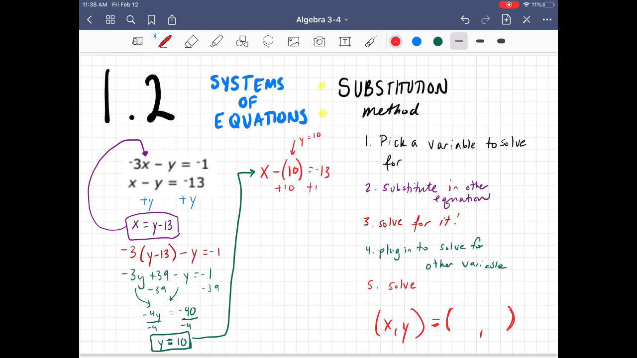So add 10 to both sides. x equals negative 3. So I'm going to write my solution. x equals negative 3, y is 10. So this is how I write my solution.